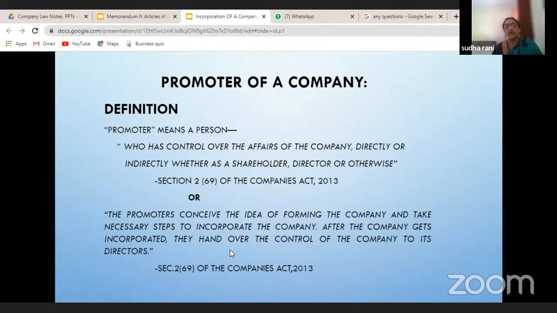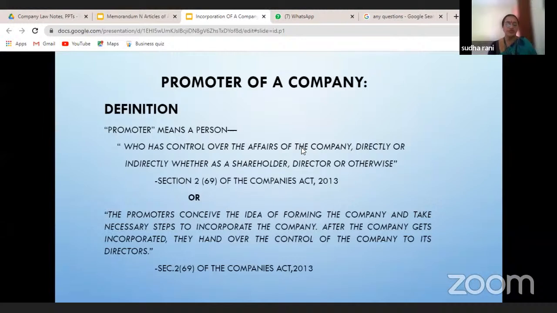That person is said to be a promoter. So promotion of a company. Look into the definitions given by the Companies Act. A person who has control over the affairs of the company, directly or indirectly, whether as a shareholder, as a director, or otherwise, is said to be a promoter. Means who has control over the company's functions, either as a shareholder or as a director or some other person, we call him the promoter of the company.